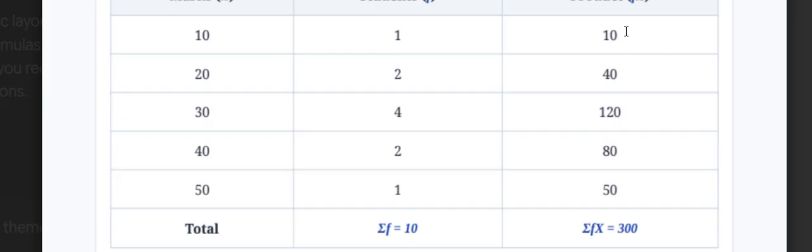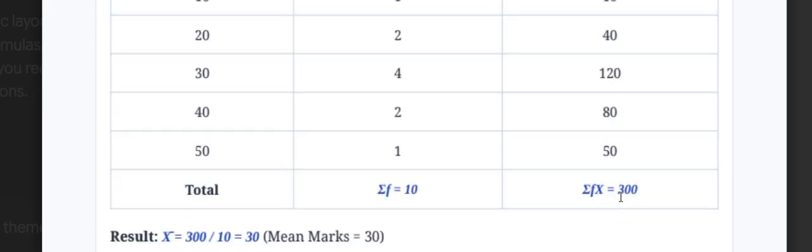Similarly, for this we are going to add the products. So 10 plus 40 is 50, 50 plus 120 is 170, 170 plus 80 is 250, 250 plus 50 is 300. So this is how the total of the products is coming. After this, we have the last step, that is applying the formula.